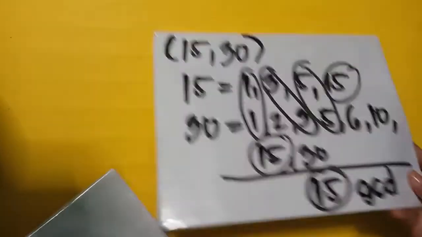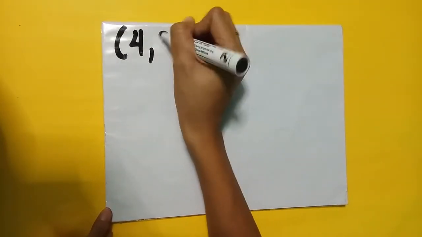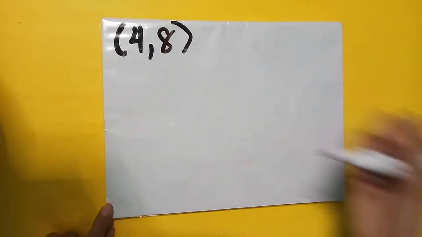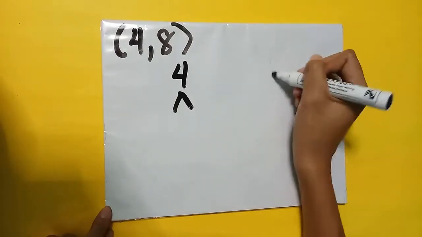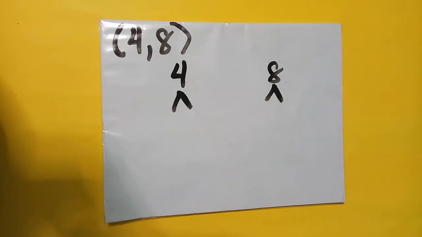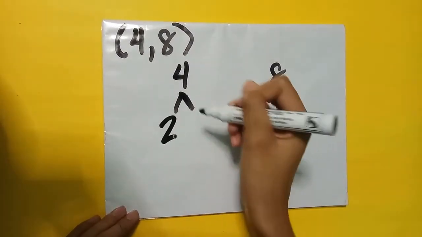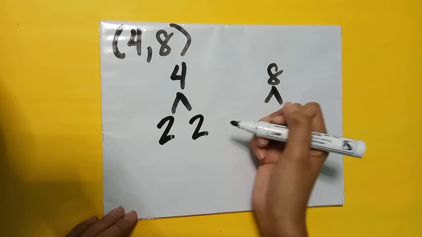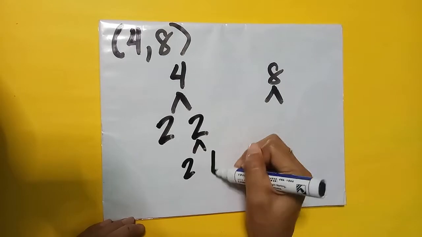That would be the GCD. Let's now have an example of using prime factorization. Again, we have the numbers 4 and 8. Using prime factorization, we will perform a division using a prime number. The least prime number is 2. So we will divide 4 by 2. The answer is 2. And no more divisions can be performed, which will be 1, 2, and 1.